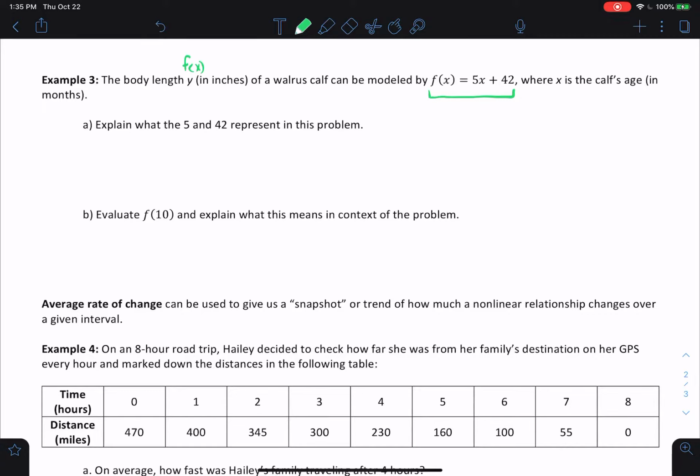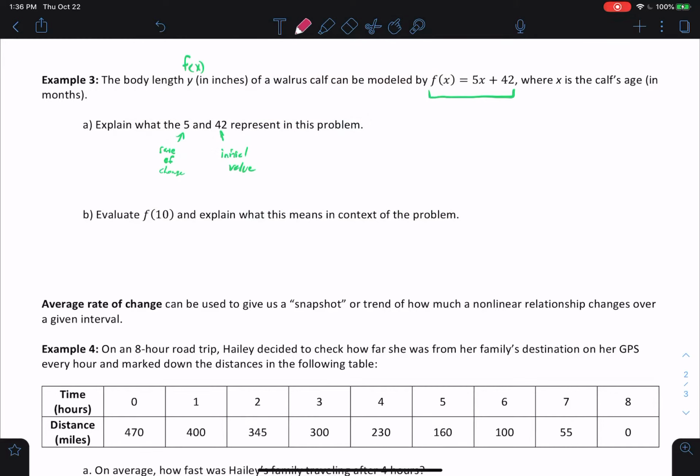Okay, so 5, this is the rate of change. And 42 is my y-intercept, which is my initial value. Okay, so that's what they represent. Just remembering that the 5 is the rate of change and 42 is the initial value. So what does the rate of change mean in this problem?